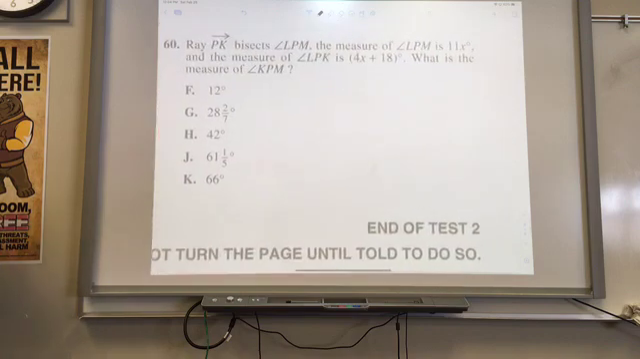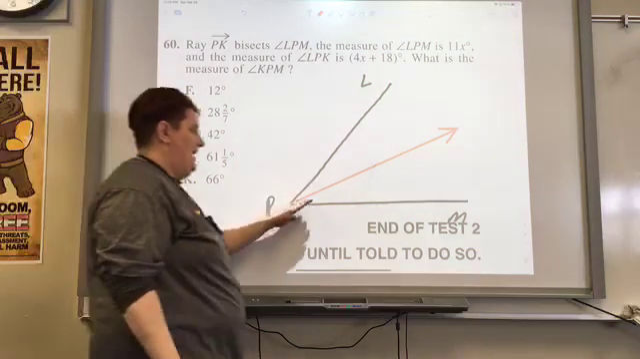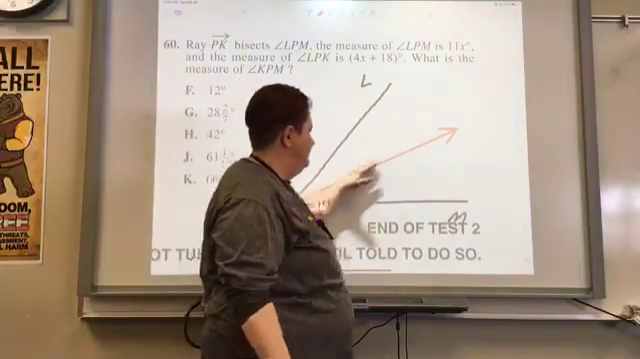Last one, this is not that bad if you have to draw it. I was kind of surprised to see this as a number 60 because 60 is usually the hardest. This isn't that hard. Can you guys draw an angle LPM? LPM. And a ray bisecting it. Do you know how to bisect? You know what a ray is? It's a line with an endpoint and an arrow on it, so it's not like a line. A line goes forever both directions. A ray goes in one direction.